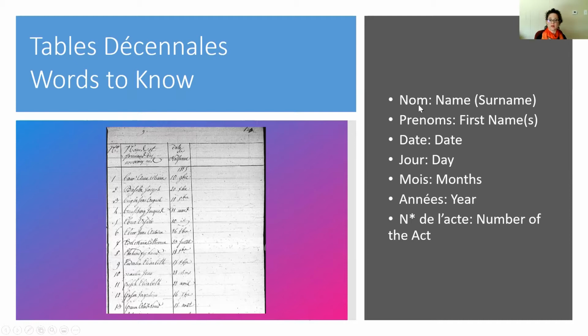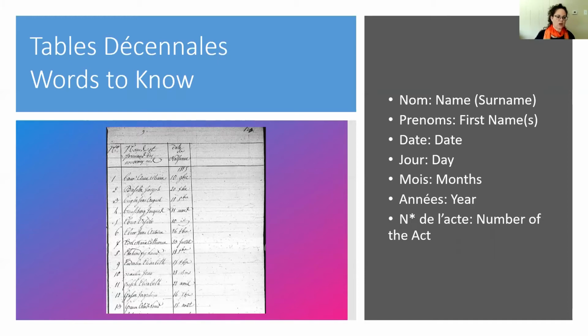Look on this right side: there's the nom, which is the name, referring specifically to the surname. There's prénom, first name, date, jour, day, mois, the month, année, the year or years, and this is the number of the act. In other words, you see over here the 1, 2, 3, 4. Most of the books are organized specifically by the act, or the I guess ordinance that's being performed.